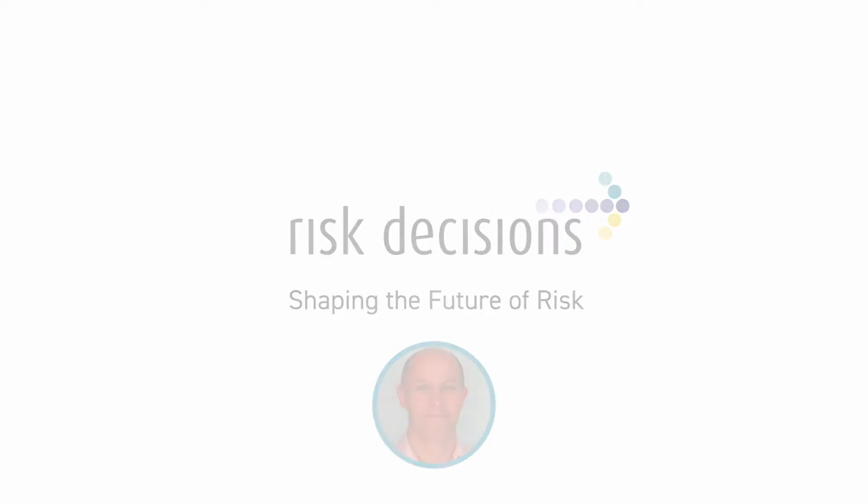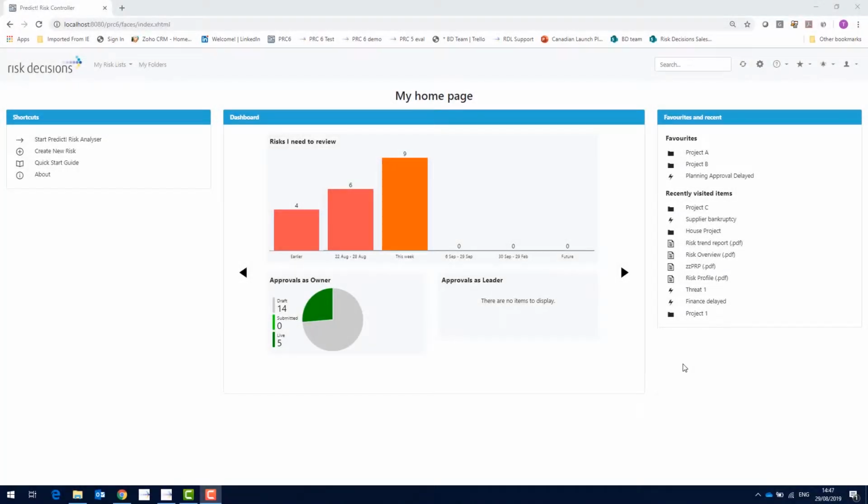In this video I want to give you a quick overview of Predict, showing you just how easy it is to use. There are only three types of screen. The first is this, your home page. As well as providing quick access to recent or favourite risks and folders, this shows you which risks you need to look at to keep the information up to date. Clicking on any bar takes you straight to the list of risks.